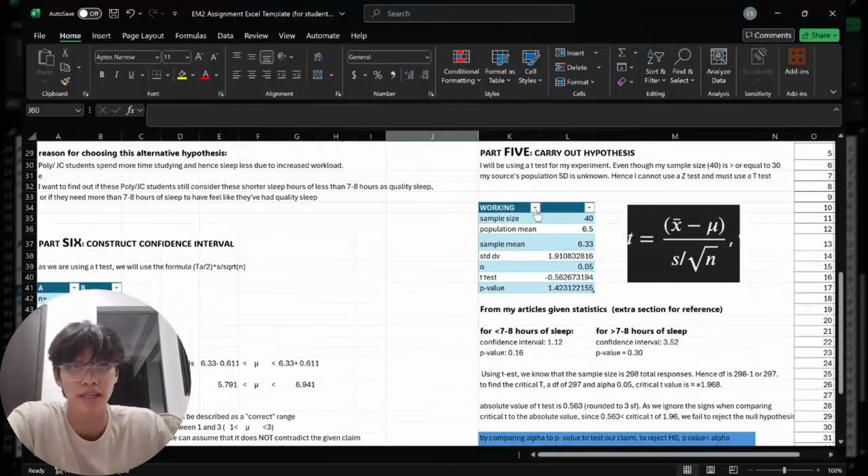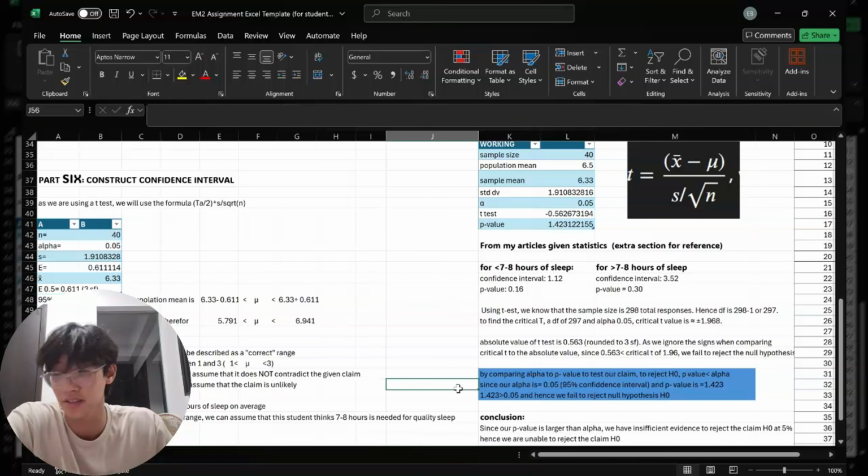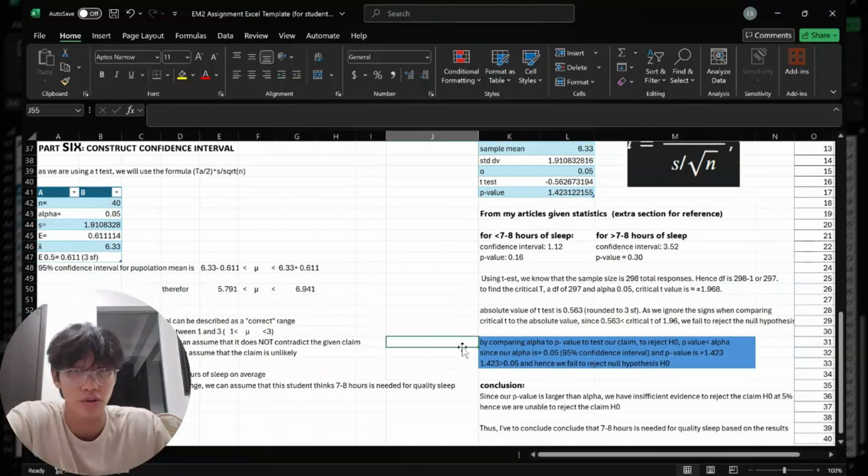And there's actually two ways to test if we can reject our null hypothesis or we fail to reject our null hypothesis. However, since the question asks us to find if there's significant evidence or insufficient evidence to reject H0 at significance level 0.05, we must use the p-value test and the alpha test. So for this test, we'll compare alpha to the p-value to test our claim to reject H0. If we want to reject H0, p-value has to be smaller than alpha.